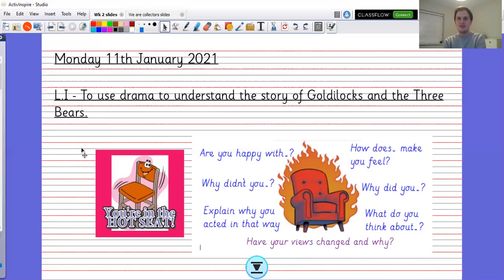Perfect. Right, let's ask you another question then, Goldilocks. Remember, you're not a pupil anymore, you are Goldilocks. How did you feel, Goldilocks, when you woke up in Baby Bear's bed and you saw the three bears standing in front of you?